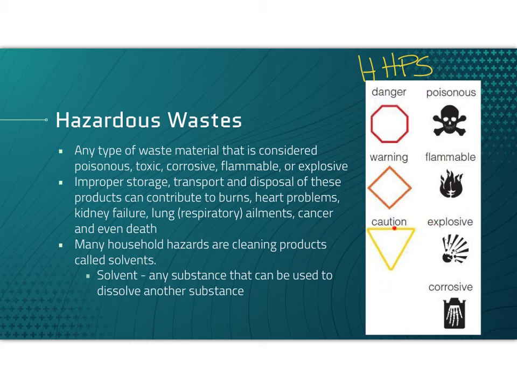So we have caution, which is the lowest, and it would be a yellow triangle if there were colors involved. Then warning is an orange diamond, and danger is a red octagon. And we can put whatever symbol we would like within each: poisonous, flammable, explosive, or corrosive, based on how much caution we should be using.